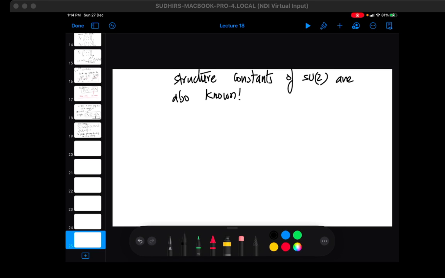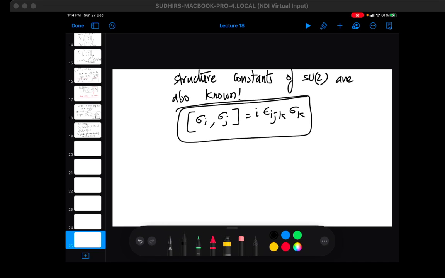Because I know that the epsilon i, epsilon j commutator is equal to i epsilon. So I know what the structure constants are, essentially. The structure constants of the group are known. I know that they satisfy the Jacobi identities. I know most of the properties because I know Pauli matrices very well.